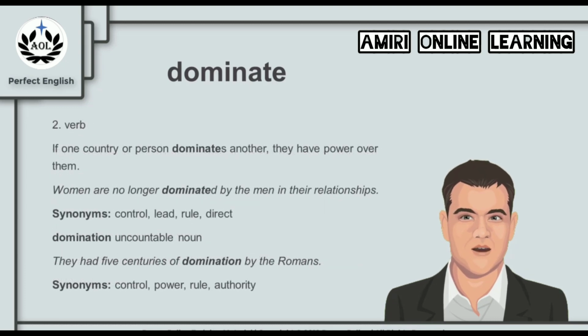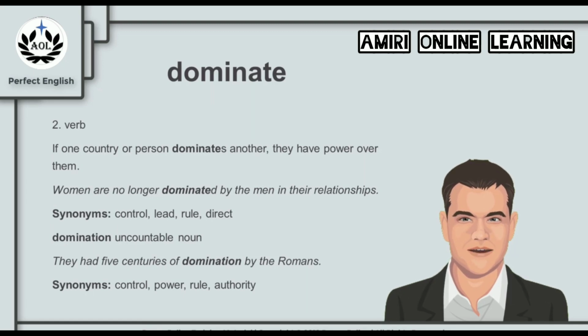If one country or person dominates another, they have power over them. For example, women are no longer dominated by the men in their relationships, like it used to be in the past. And neither do the men have to be dominated by women. And that is the essential concept of equality. But anyway, the word dominate in this context has synonyms, and these are the words control, lead, rule, or direct.